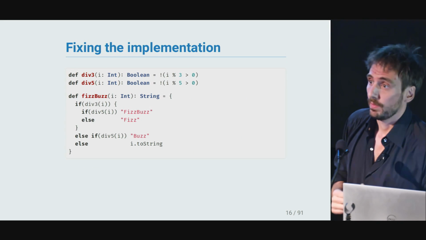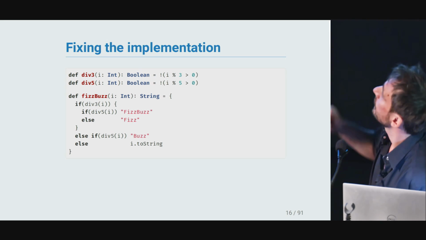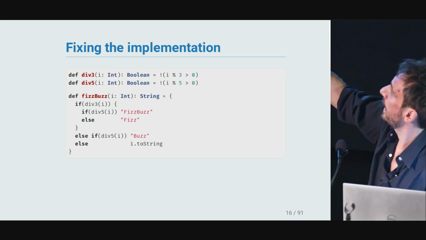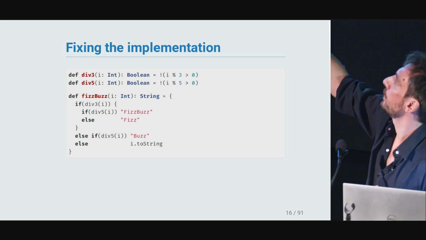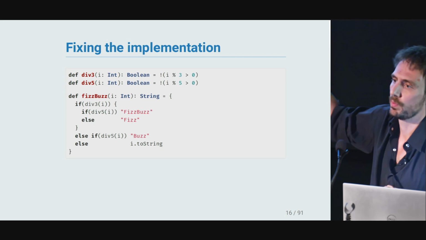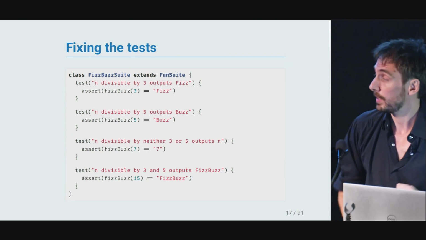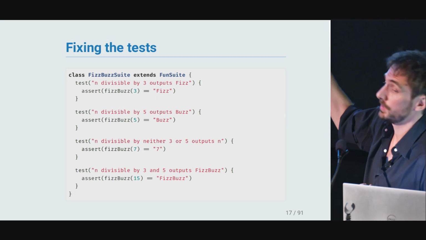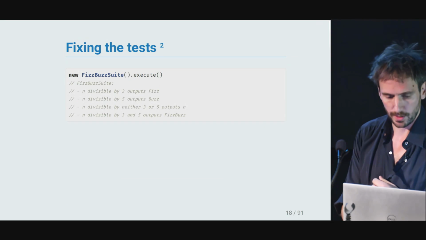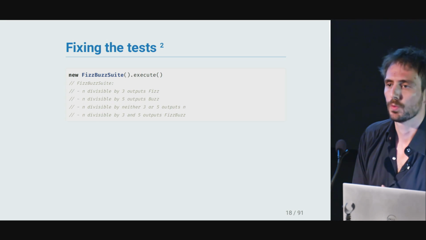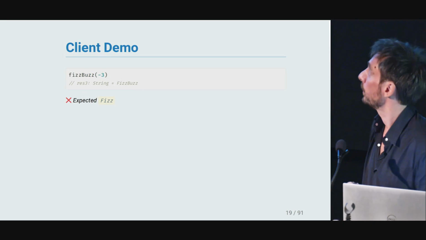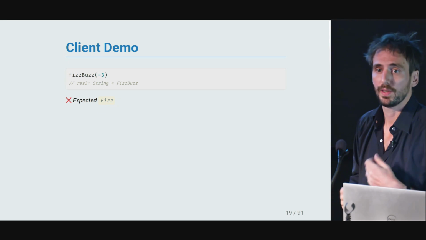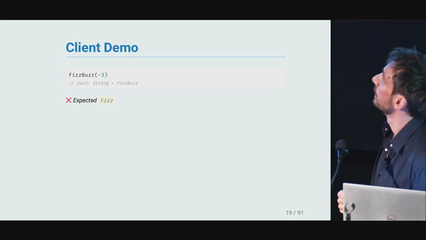And now that we have the clear specifications, we are going to fix our system. The only difference here is that I have added a new case where if a number is divisible by 3 and by 5, then I output FizzBuzz. Run that, update the test. So I want a number that's divisible by 3 and 5, 15, and make sure that outputs FizzBuzz. Run the test, and of course, as you'd expect, show it to the client. Doesn't work because -3 is divisible by 3 but not by 5. It should print fizz, but it outputs FizzBuzz.